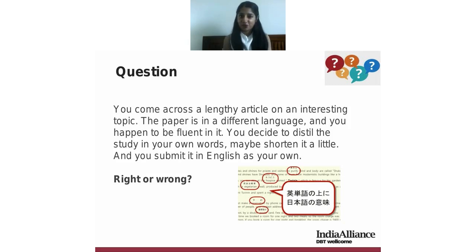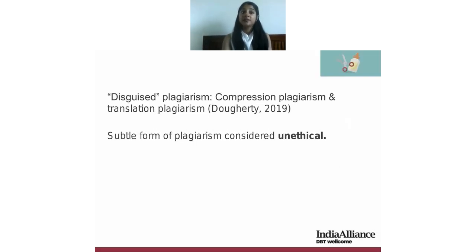Absolutely wrong. Absolutely wrong. This is a kind of disguised plagiarism. It is called translation plagiarism. This is considered highly unethical.